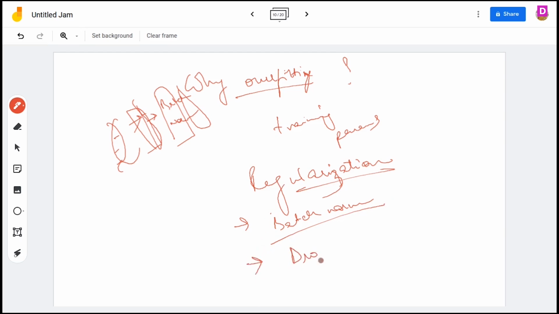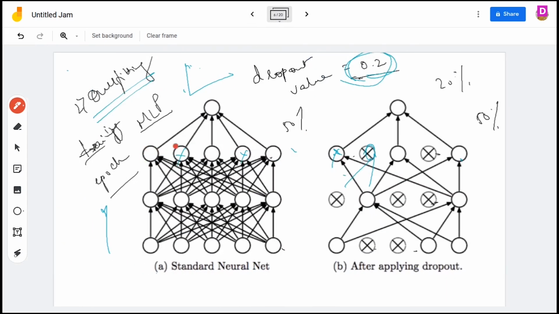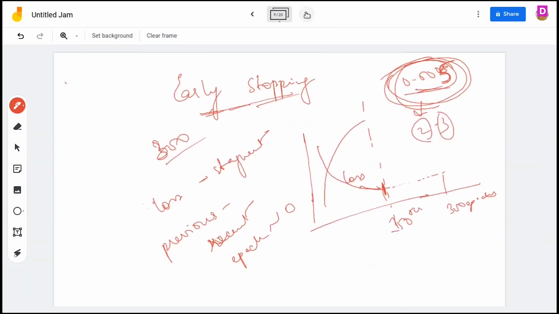Next we have dropout. So when do we use dropouts? Dropouts are basically used to remove some neurons. You have a dropout value, and once you give that value, that percentage of neurons will be removed. After dropping out, it helps in better accuracy.